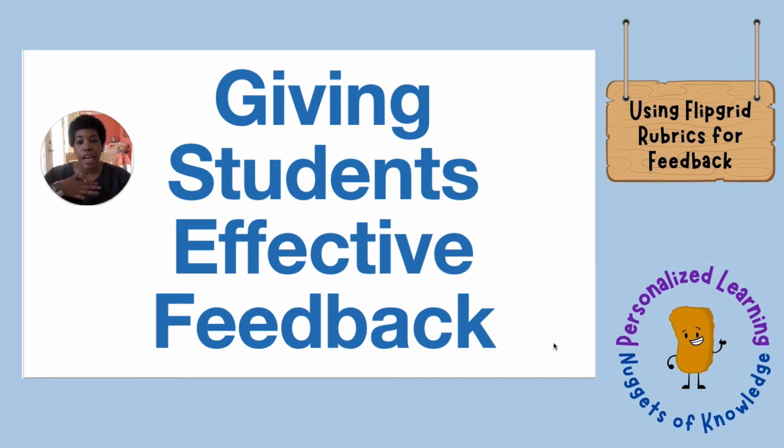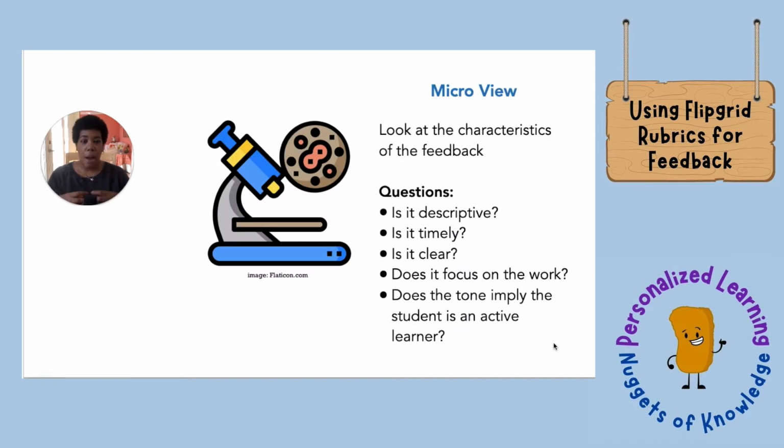And when you look at the types of questions that you are asking, or the feedback that you are giving, you want to be sure that you're looking at it through 3 different views. The first one is that micro view. You want to look at the characteristics of feedback. So think about questions like, is the rubric or the assessment that I'm giving descriptive? Is it timely? Is it clear? Does it focus on the work? And does the tone imply that the student is an active learner? So think of that in terms of a microscope for that really up close micro view.